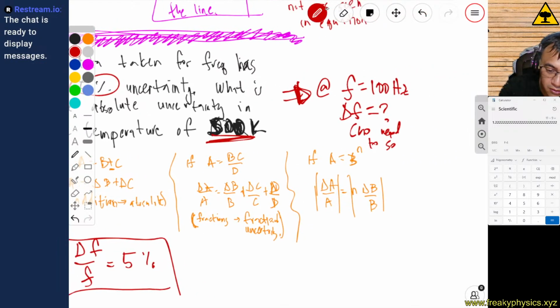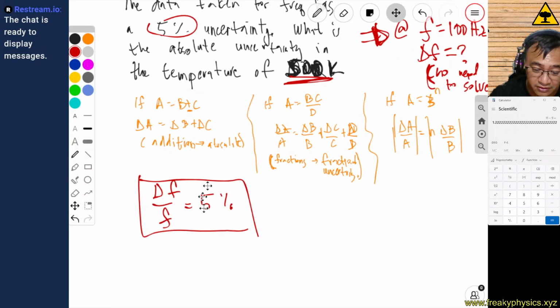No need to solve. Okay. If you do have to solve for it, it's fine. Go ahead, solve for it. But in most cases, if you're given this, you don't need to do that. Why? Because we're looking at this.